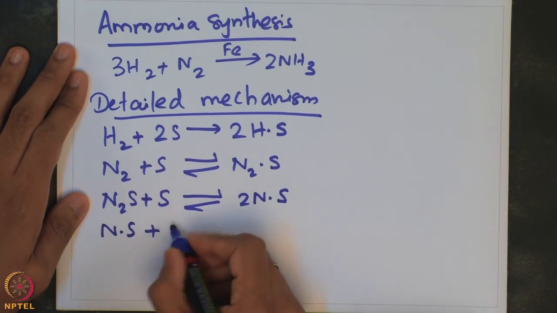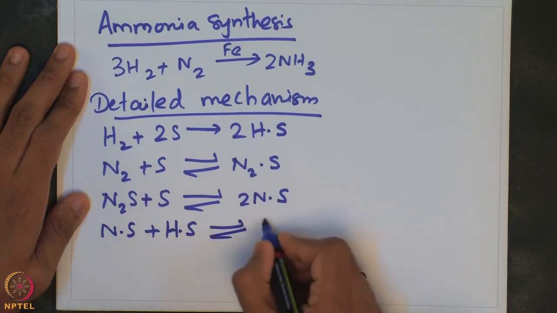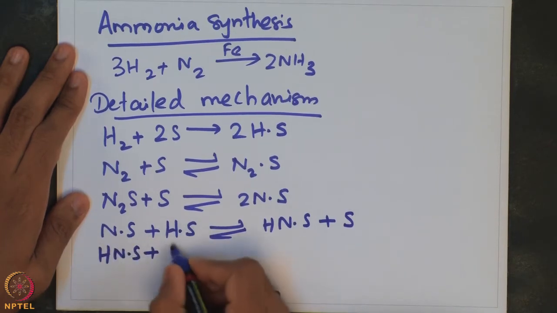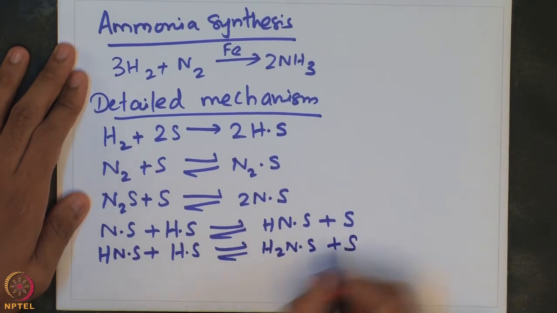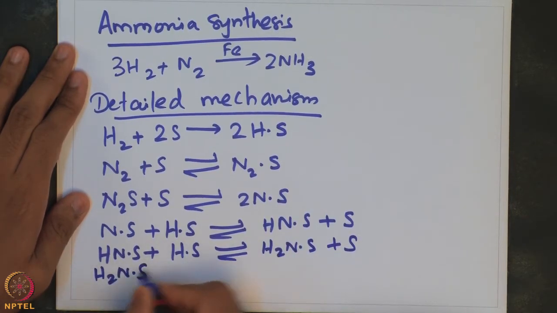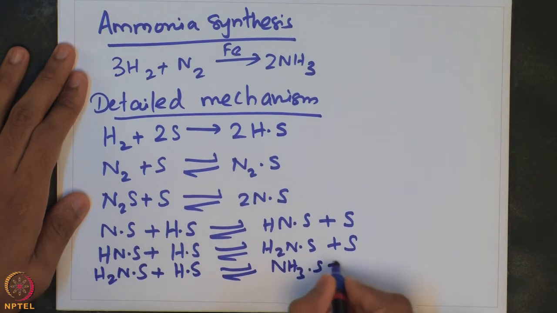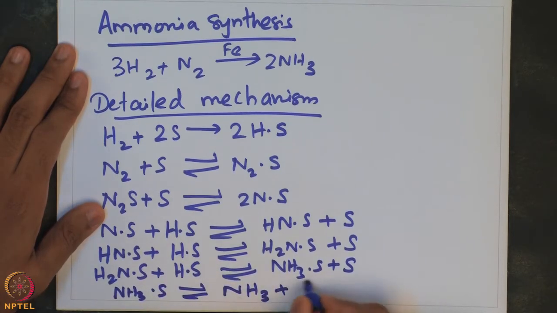and then N dot S, that is nitrogen adsorbed onto the catalyst site, reacts with the hydrogen adsorbed onto the catalyst site, which gives HNS plus leaves out another site, and then HNS reacts with another hydrogen molecule bound to the active sites, and it gives H2N dot S plus S, and then H2N dot S plus another HS gives NH3S plus S, and this NH3S essentially desorbs from the catalyst site and gives out a free site.